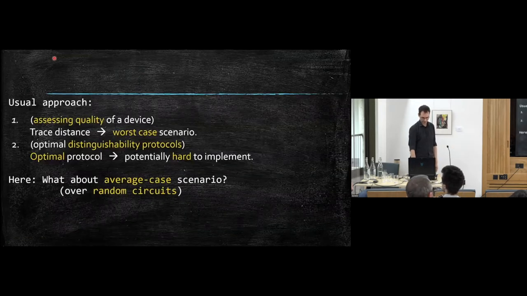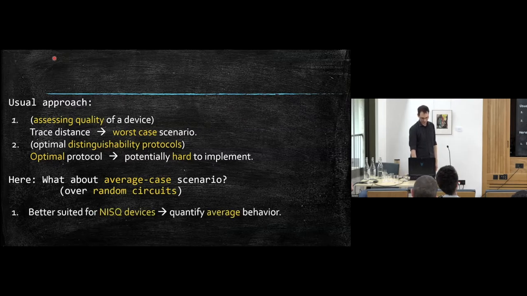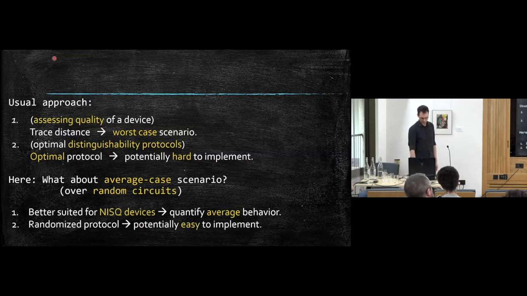And in our work, we consider not the worst case scenarios, not optimal scenarios, but average case scenarios, where the average is just over random quantum circuits. The motivation behind this is that maybe it's better suited for NISQ devices, in the sense that it quantifies average behavior as opposed to this worst case optimization. And also there has recently been quite a lot of interest in randomized protocols, and in principle maybe it could be easier to implement those distinguishability protocols.